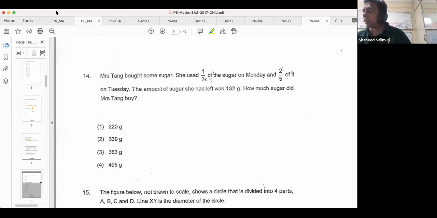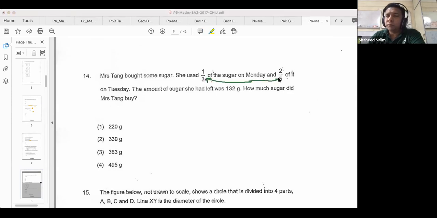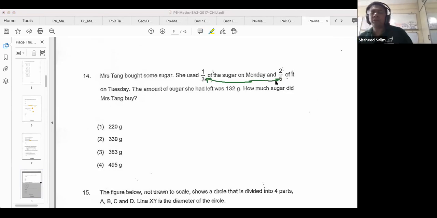Come on. Count the number of parts. How many parts are there in total? Make them have the same denominator. Make the denominator the same. Then you have the total number of parts for all the sugar. Okay, we'll check in a moment, Zahin. What about the rest?